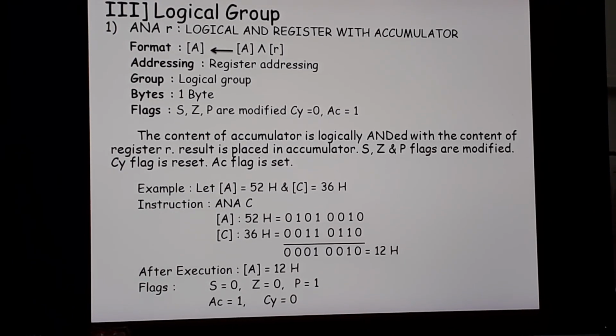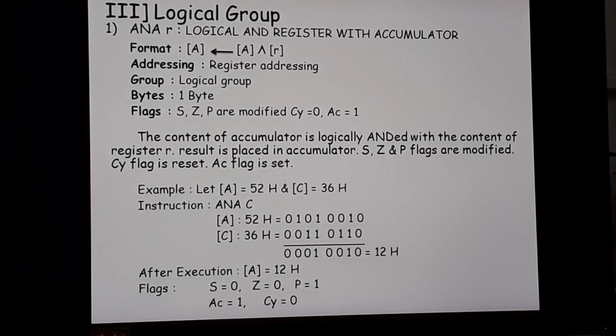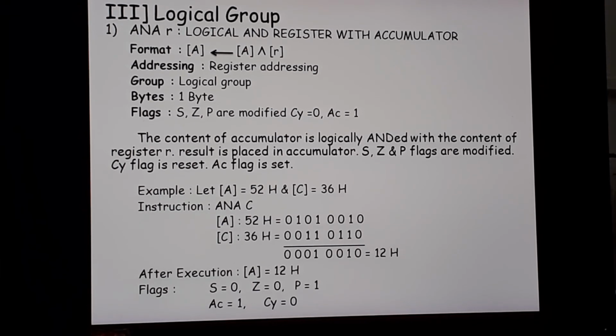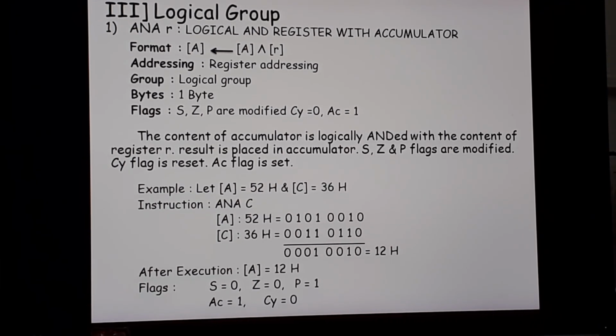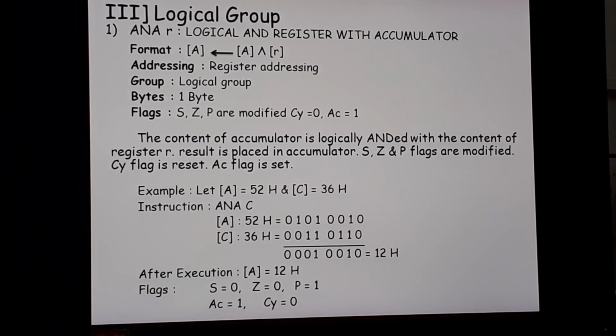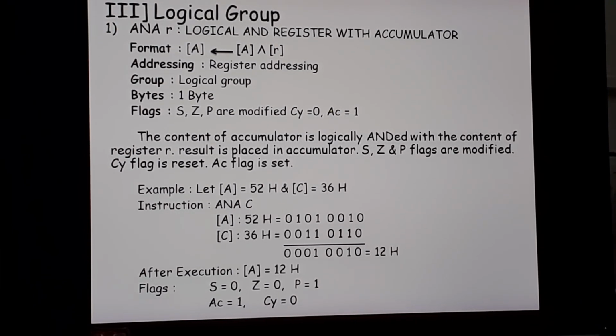So after doing this particular AND operation, the answer that I got is 12h. So after execution, you will write the answer as accumulator is equal to 12h. Why accumulator? Because in the ANDing operation, the result is always stored in the accumulator. So after execution, A is equal to 12h.